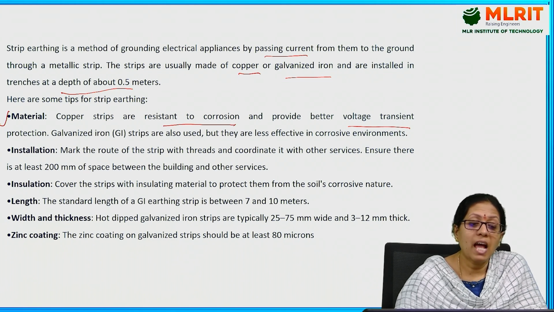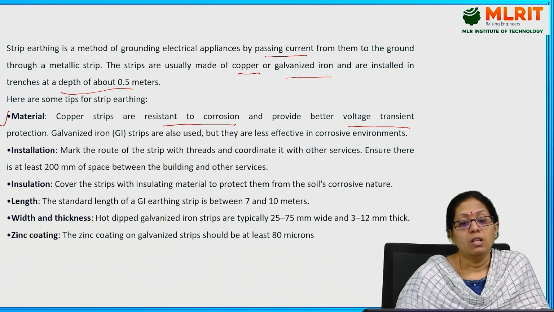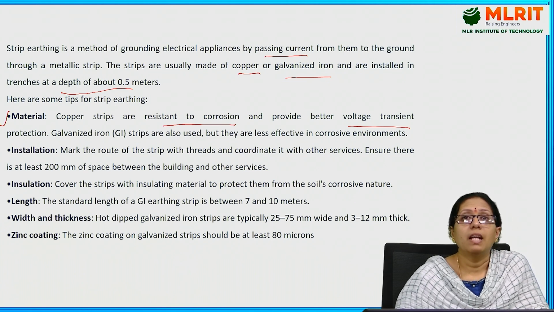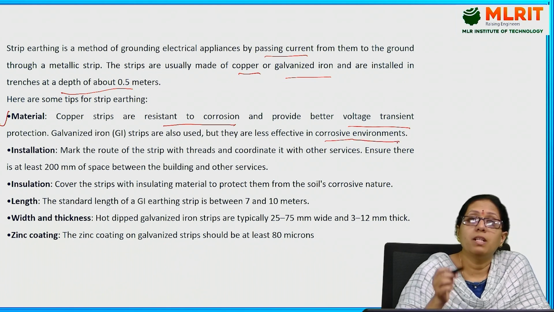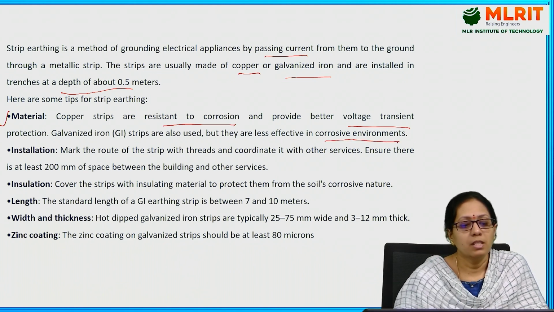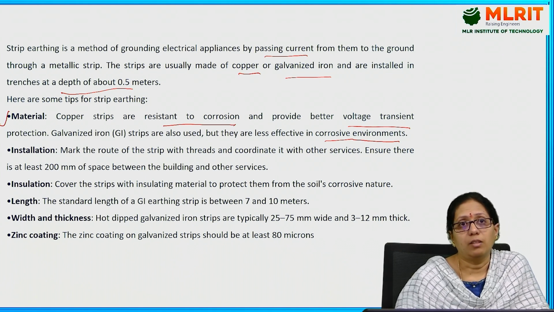Next one is galvanized iron. Galvanized iron is also used, but it is less effective in corrosive environments. So that is a combination of copper as well as galvanized iron. Both are being used in strip earthing.